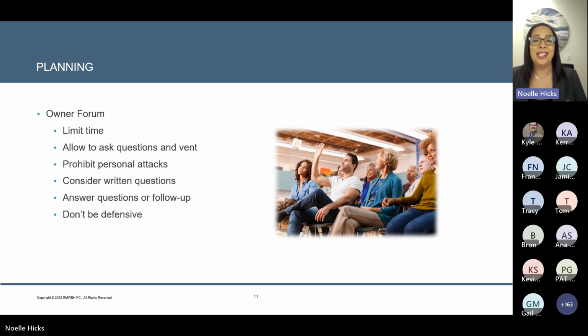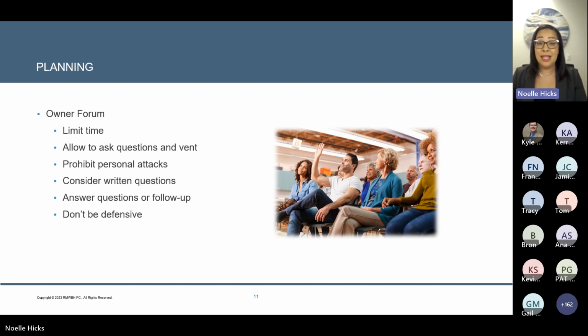Another thing, and actually this is one of the things that could send the meeting off the rails or send it over time, is the owner forum. So you need to consider whether or not you will be having an owner forum at your open board meetings. A couple of things need to be considered with the owner forum, such as whether or not you are going to limit a homeowner's time to talk, which I absolutely recommend. I recommend that an owner be given 2 to 3 minutes to either ask their questions or state whatever it is that they need to state.